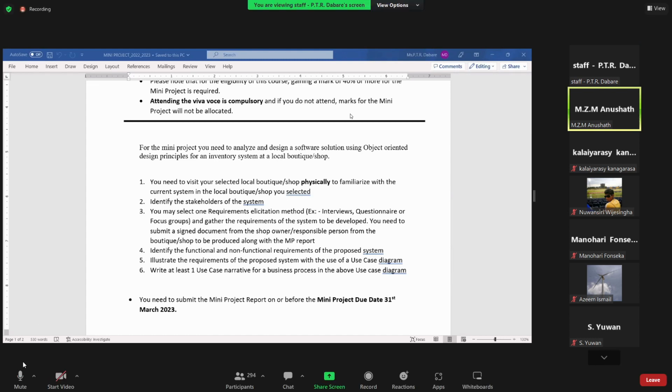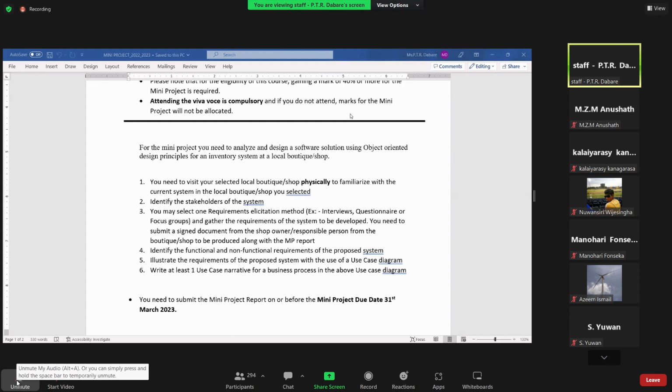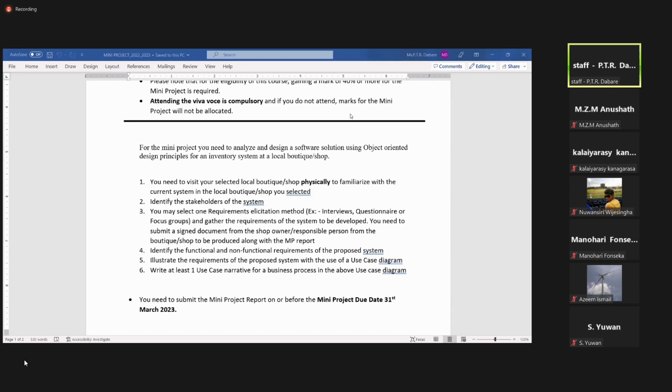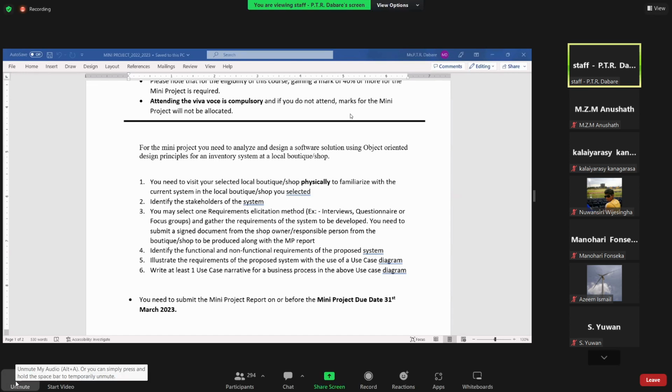Separately. Because we are going to get only the requirements gathering, you can submit it in a separate paper, like the letter, and get the signature. Because you will be submitting only a soft copy, scan the document and attach it to the report.